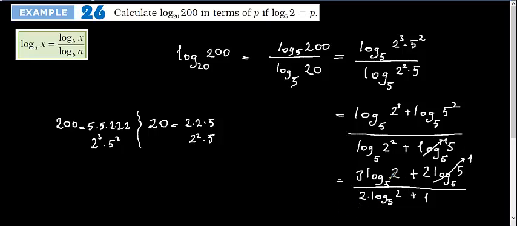Okay, then logarithm base 5 of 2 is given in the question as p, so the answer is 3p plus 2 times 1, which is 2, over 2 times p, again 2p plus 1. Logarithm base 20 of 200 in terms of p is written like this. So this is equal to logarithm base 20 of 200.